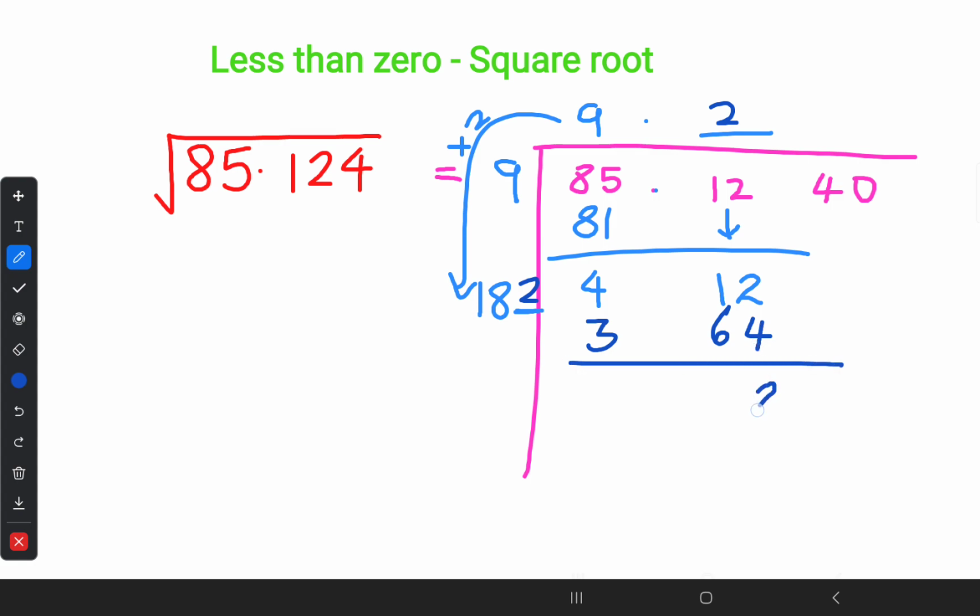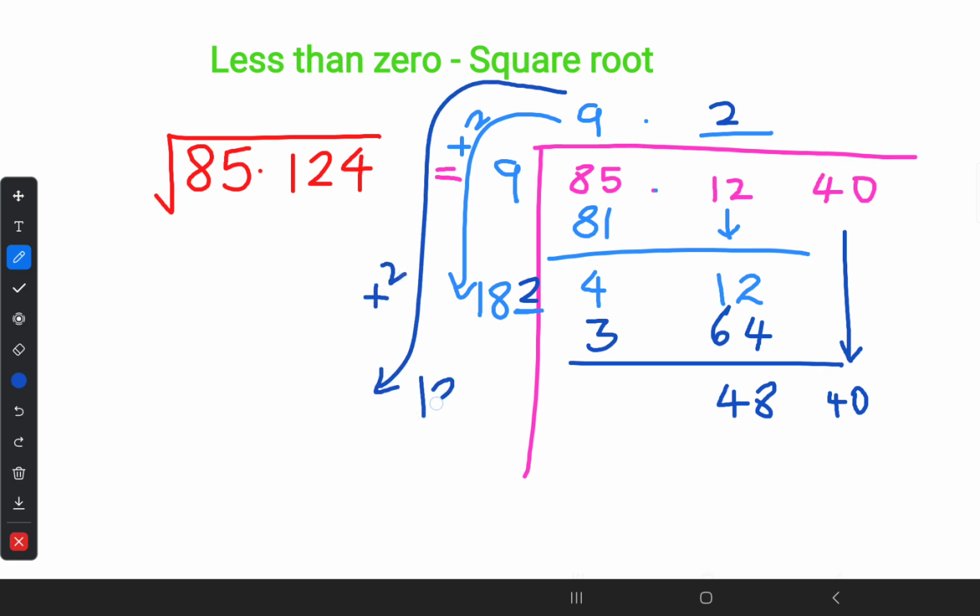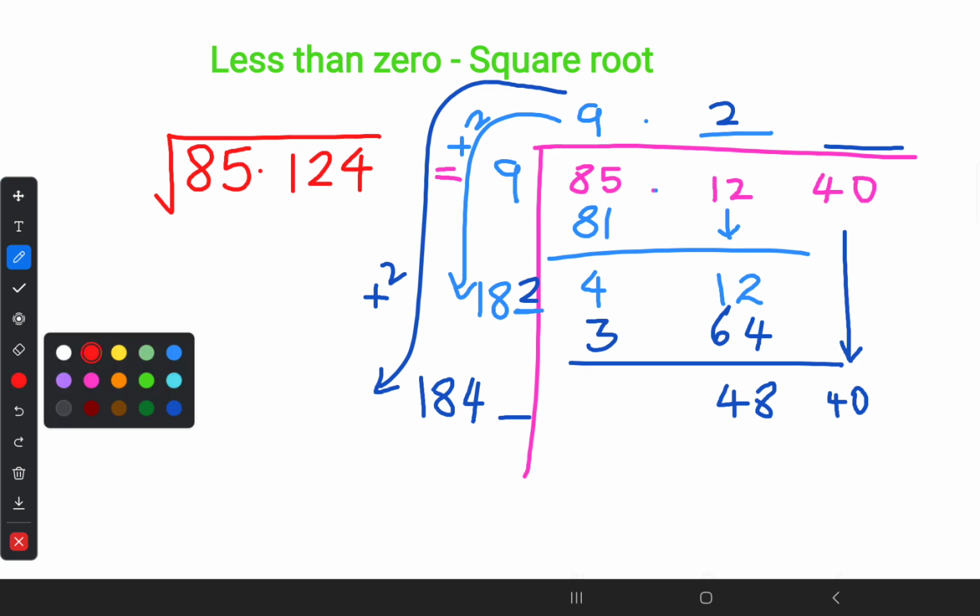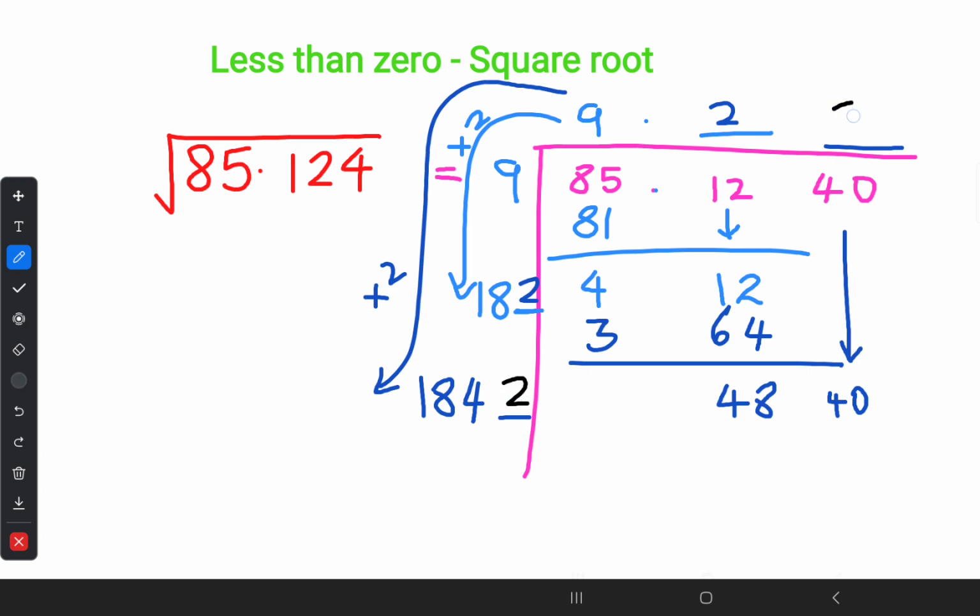Let's subtract this, and here it's 48. Now let's bring the next pair of numbers down. Thereafter, let's multiply 92 by 2. It's 184. Then here blank, here also blank. Again it's 2. That's 2 again, 2 times 2. So it's 3684. So there is a remainder.